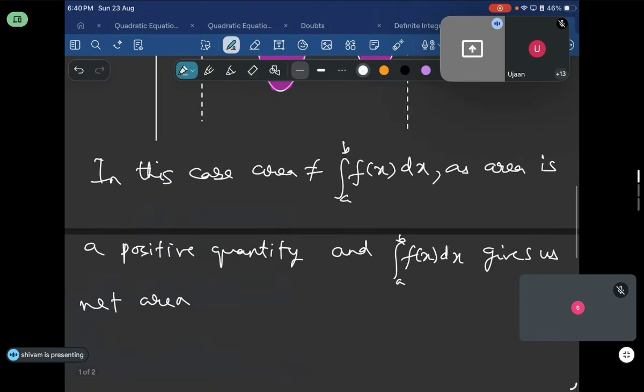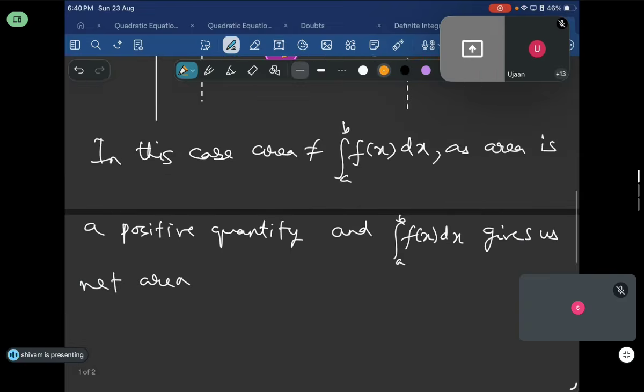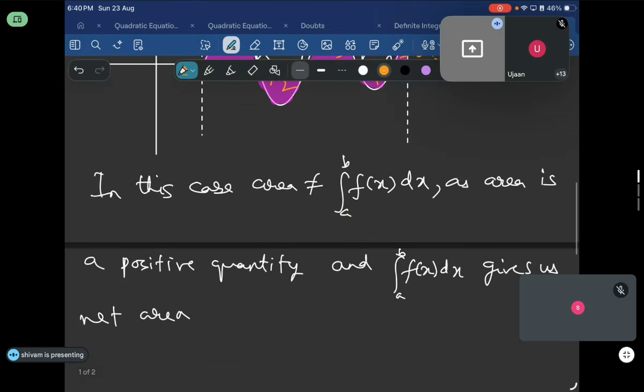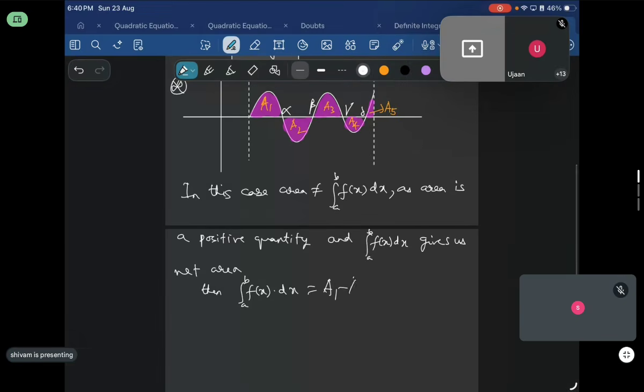What I am trying to say is, let us say that this is A1, this is A2, this is A3, this is A4, and this is A5. Then I am talking about net area. Then integral from a to b f of x dx will be equal to A1 minus A2 plus A3 minus A4 plus A5. Are you getting, Abhigyan? Tell me.